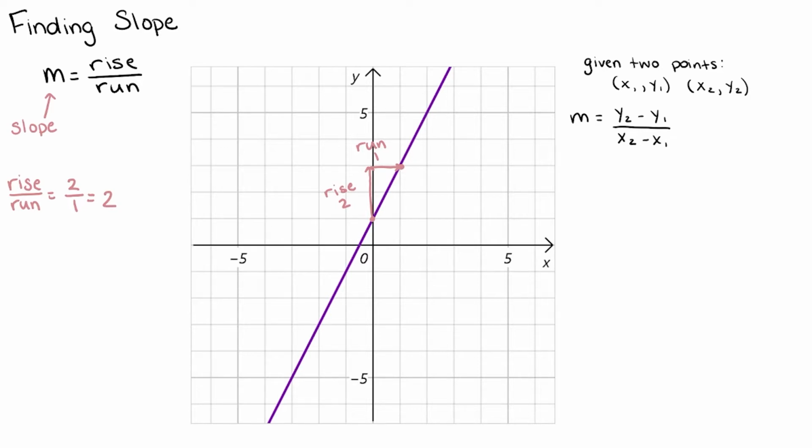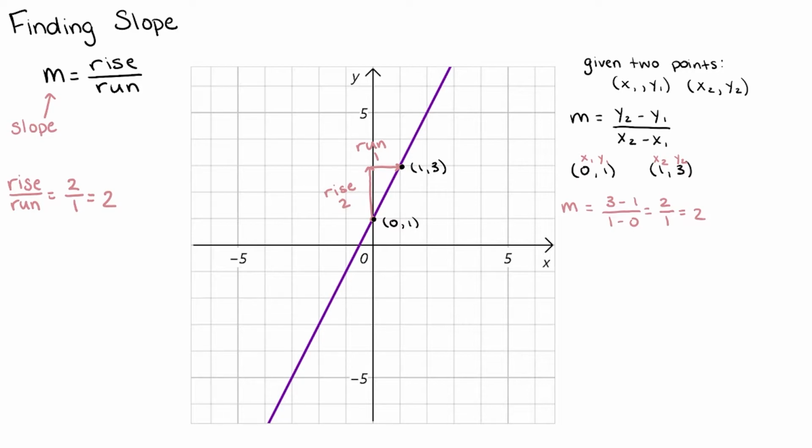For example, let's take 2 points on this line, like 0, 1, and 1, 3. 0 is x1, 1 is y1, 1 is x2, and 3 is y2. So if we plug that into our slope function, we get m equals 3 minus 1 over 1 minus 0, which is 2 over 1, and that's equal to 2. So we see whether we find our slope using rise over run or using our slope formula, we get the same slope.